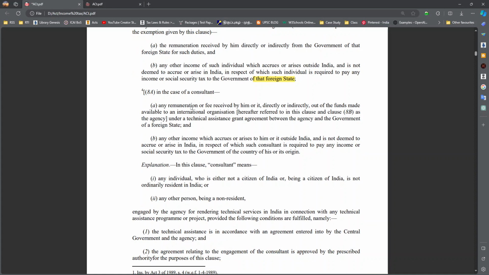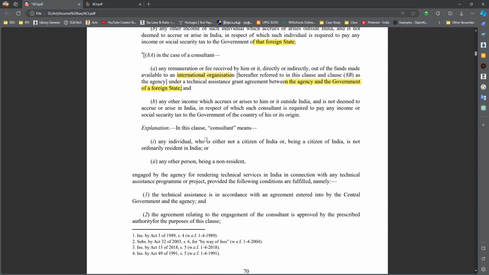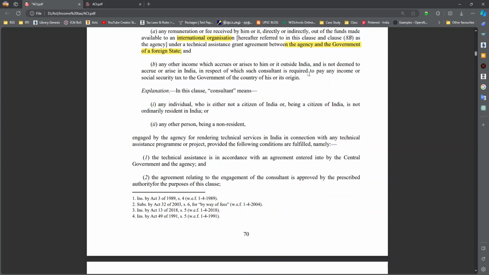In the case of a consultant, any remuneration or fees received by him directly or indirectly out of a fund made available by an international organization, with reference to the clause of the agency under the technical assistance grant agreement between the agency and the government of a foreign state. There should be an agreement between our government and the foreign state. Then such consultancy fees which you receive directly or indirectly from that fund made available by the international organization are exempted. And any income which accrues or arises outside India and is not deemed to accrue or arise in India, in respect of which such consultant is required to pay income or social security tax to the government of the country of origin. So in that case also, any other income arising from it is taxable in that country.